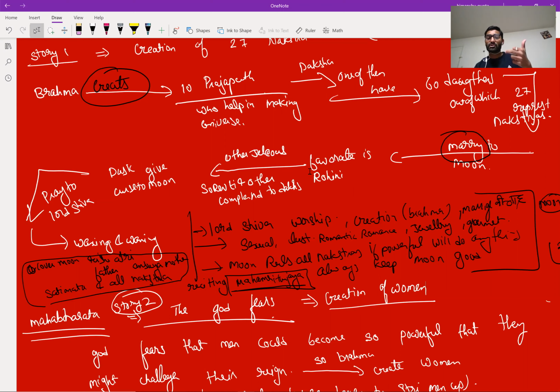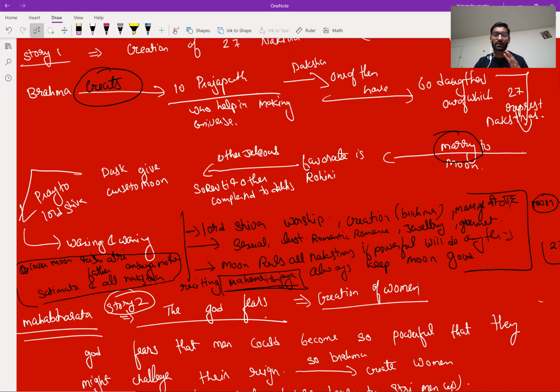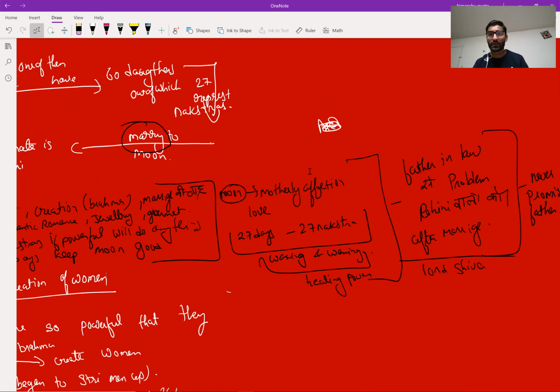Apart from that, sexual lust, romance, jewelry, government, jewelry business, all this comes in this Rohini Nakshatra. Also, moon represents mother and also affection and love. So these traits are seen in Rohini people. So 27 days, 27 nakshatras, each day the moon is changing one nakshatra. So waxing and waning, the healing power when the moon is waxing is also represented in Rohini Nakshatra.